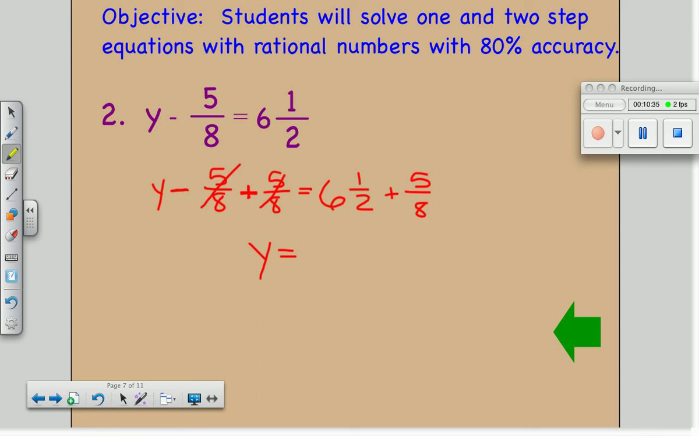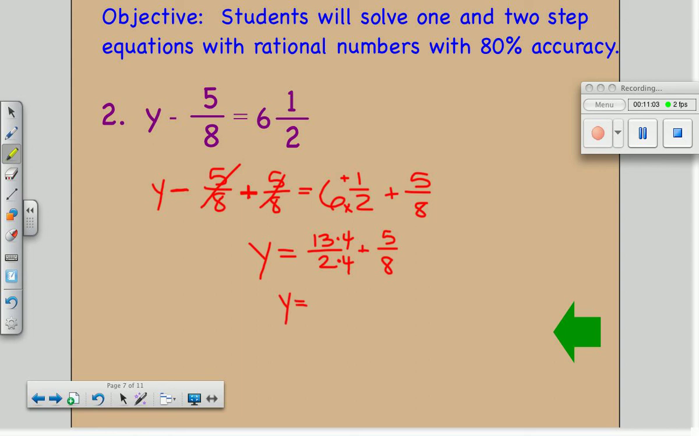6½ I have to change this first to an improper fraction. I don't have to actually, but it's easier if I do. 2 times 6 is 12. 12 plus 1 is 13. So we have 13/2 plus 5/8. I want them both to have the same denominator. So I'm going to use 8 as my denominator, so I can multiply by 4 to make it 8. Multiply by 4 here.